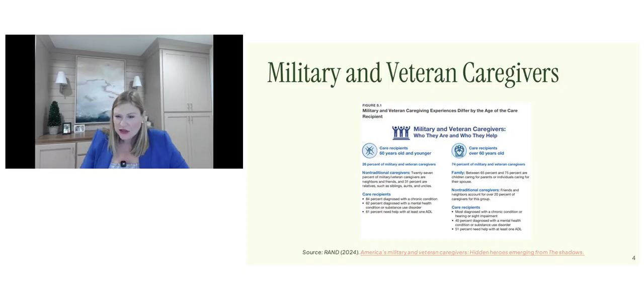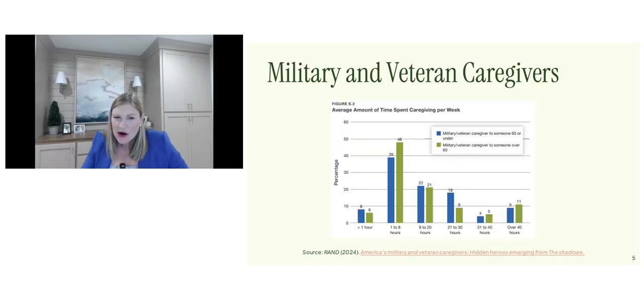I think it's also interesting to look at the number of hours that these military and veteran caregivers are spending supporting their loved ones each week. On this chart, you'll see the time spent caregiving. The blue is those caring for a vet under the age of 60. The green is those caring over the age of 60. A few things stood out to me. Most people are falling in that 1 to 8 hours of weekly care, and the majority of caregivers, regardless of the age, are falling into that category.